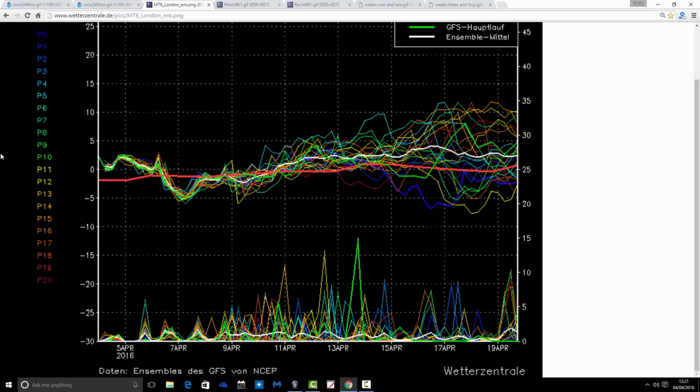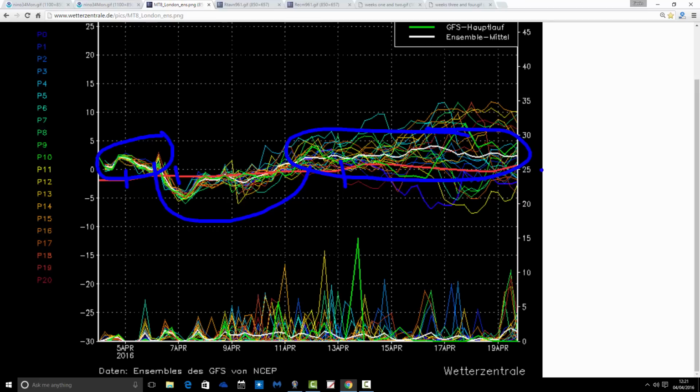Right, let's just have a look at the GFS temperature and precipitation ensembles for the next couple of weeks. The red line here is the 30-year temperature average. We're above average at the moment. We're going to go below average through the end of the week and into the weekend. The cooler phase coming up. Then after that, looks like we get a recovery in the temperatures.